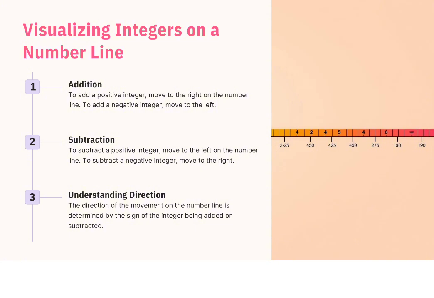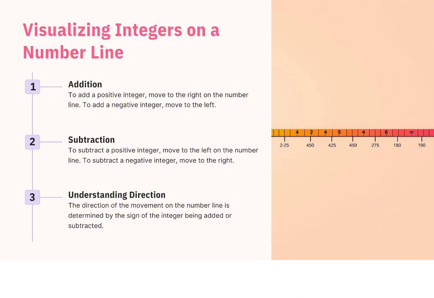Next, visualizing integers on a number line. The first, addition. To add a positive integer, move to the right on the number line. To add a negative integer, move to the left. The second, subtraction. To subtract a positive integer, move to the left on the number line. To subtract a negative integer, move to the right.